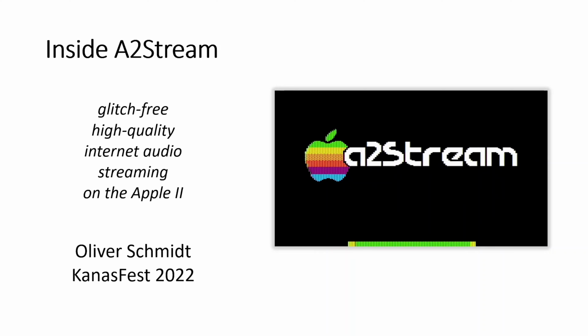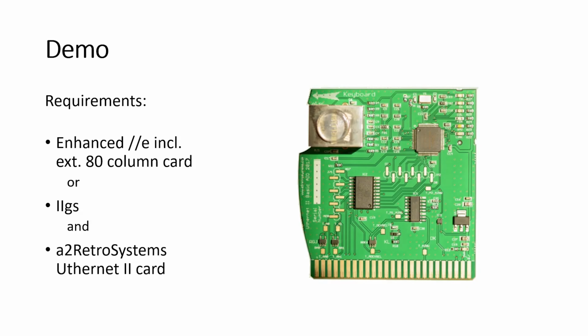This session is about A2Stream, a program for glitch-free, high-quality internet audio streaming on the Apple II. The requirements for A2Stream are either an enhanced 2E, including extended 80-column card, or a 2GS. Additionally, you need an A2 Radar System Ethernet 2 card. I will give you a very quick demo for all of you who haven't seen A2Stream before.